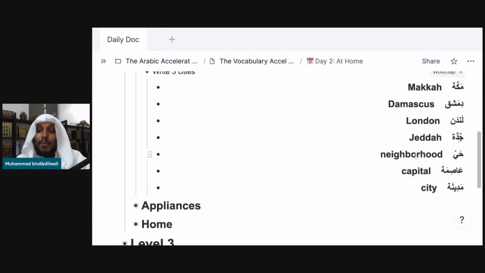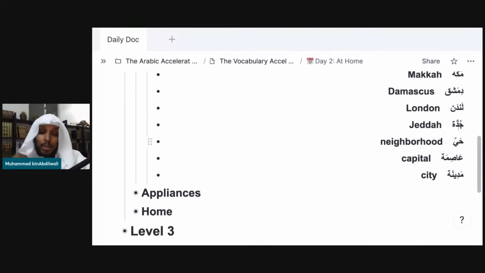And then we have Medina. Medina means city. And we already talked yesterday about the difference between Medina and Al-Medina. Medina is general. Any city is called Medina. We say Medina to Riyadh, Medina to London, Medina to Jeddah, Medina to Birmingham, Medina وهكذا. But Al-Medina with Alif Lam, then we mean a specific city, which is the city of the Prophet Muhammad sallallahu alayhi wasallam. Then we have appliances.